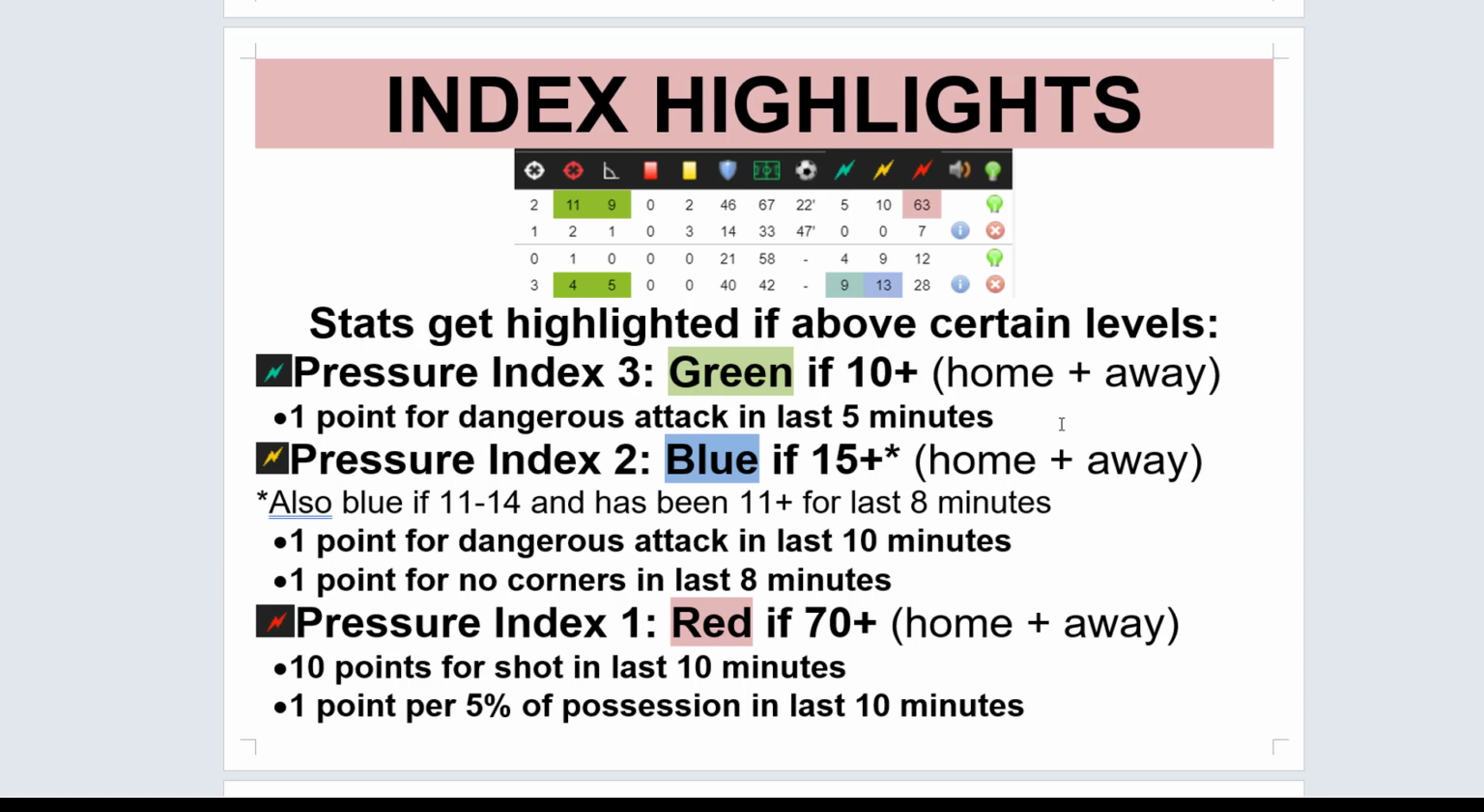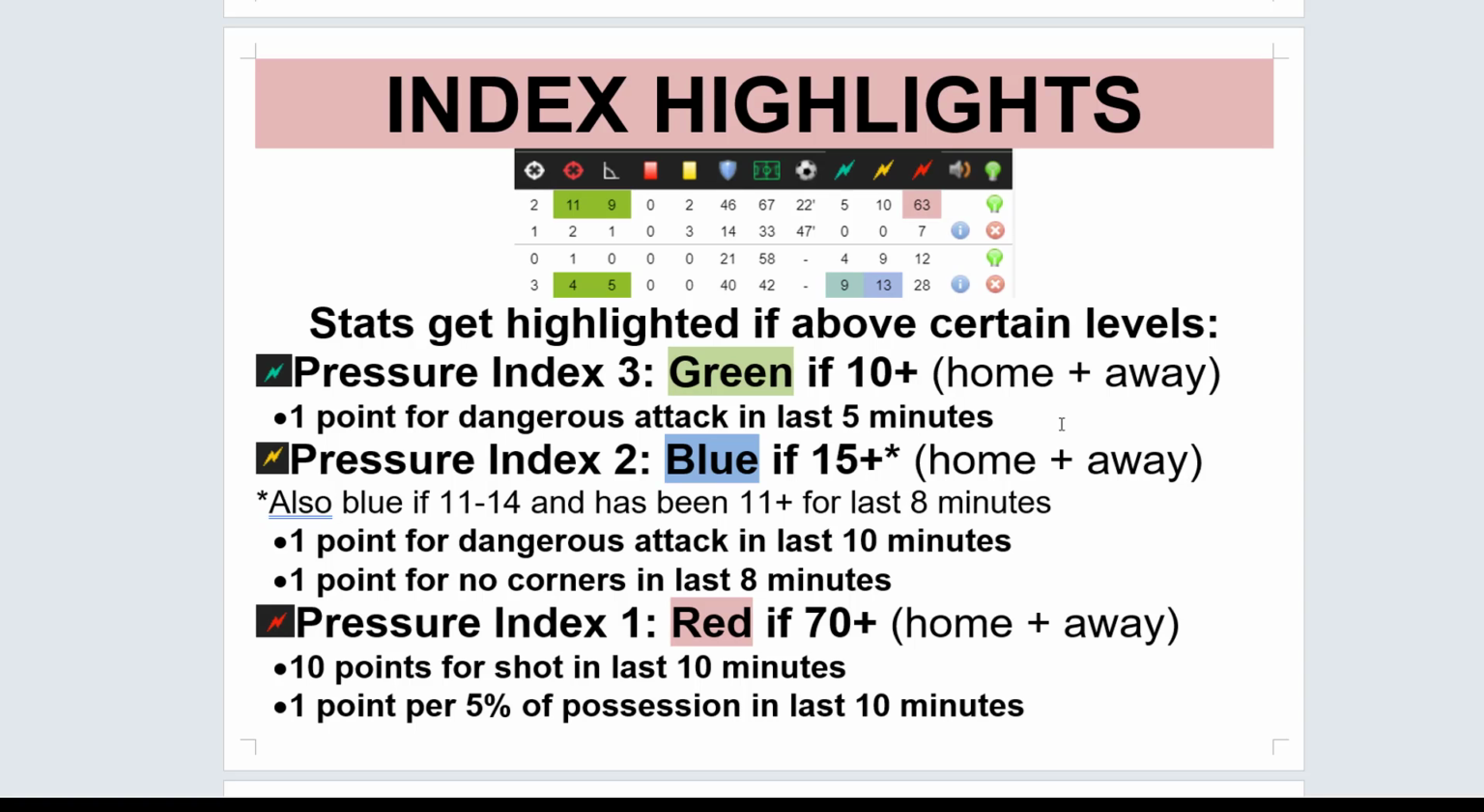Pressure Index 2 will highlight in blue if it has 15 points or more, and that's from the combined score of the home and away team. It will also highlight in blue if it has 11 to 14 points and it has been 11 or over for the last 8 minutes. And this one is giving 1 point for a dangerous attack in the last 10 minutes and 1 point for no corners in the last 8 minutes. So this is basically suggesting if there are 15 or more dangerous attacks for both teams in the last 10 minutes, it will glow blue.